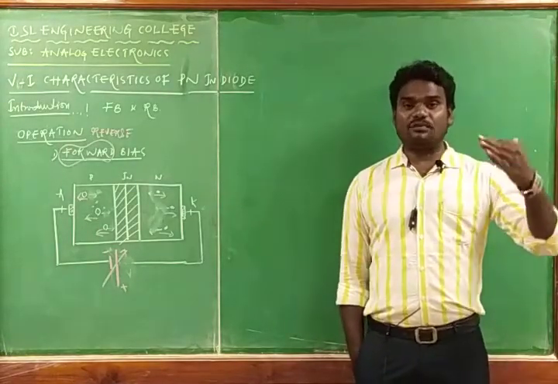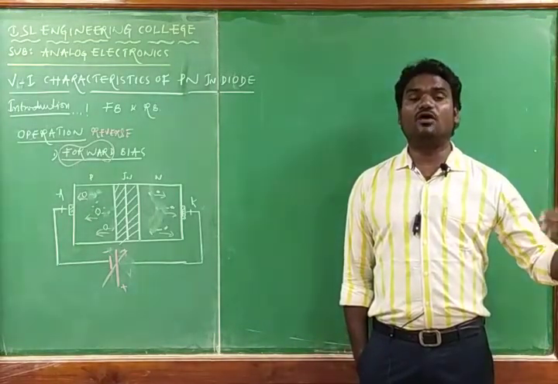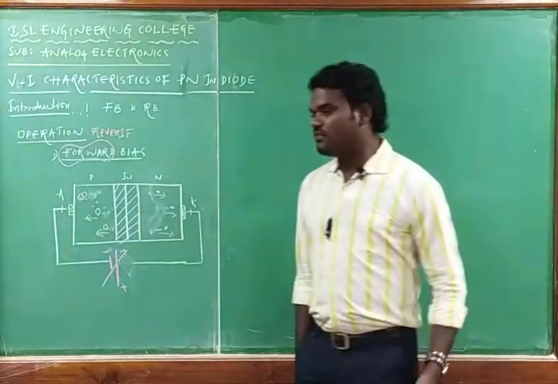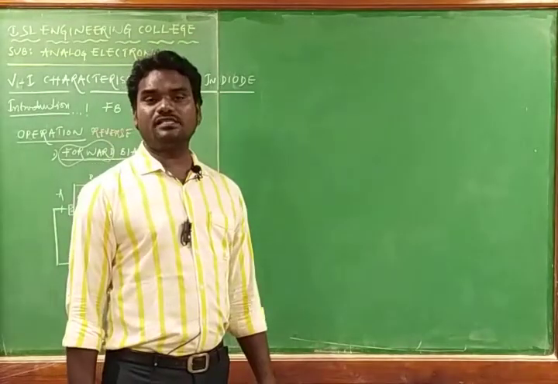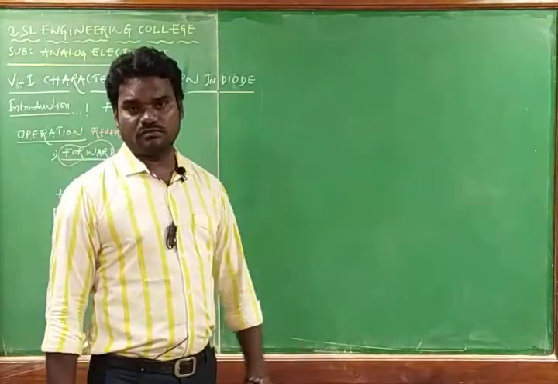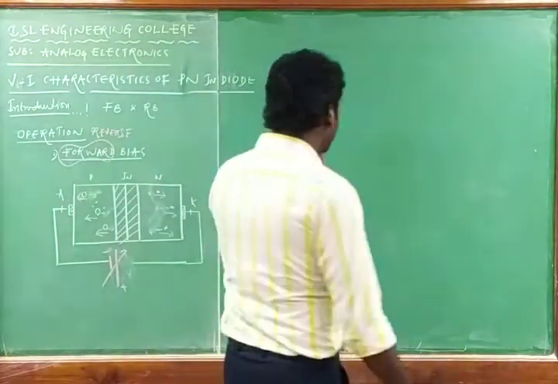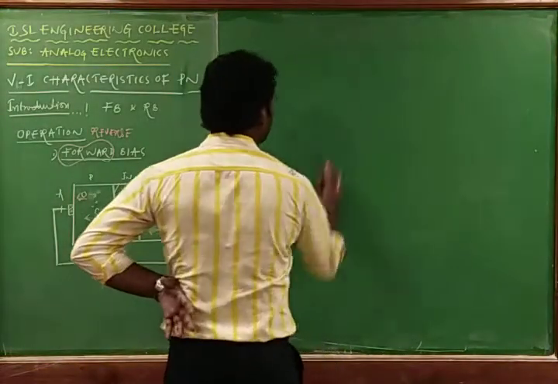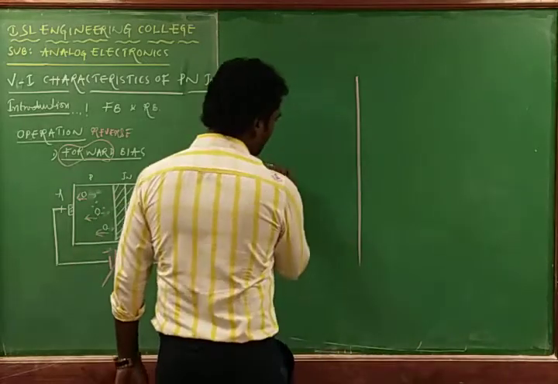So that much small current is conducted in the PN junction diode when it is connected in reverse bias. Then I am going on to the VI characteristics of the PN junction diode. VI characteristics is nothing but a plot between the voltage and current values. So I am going with the VI characteristics of the PN junction diode. I am taking a plot.